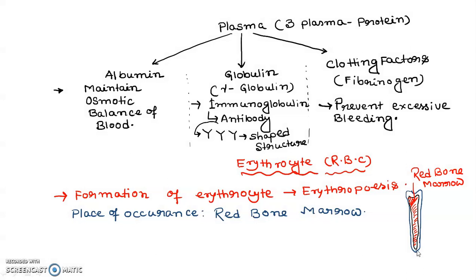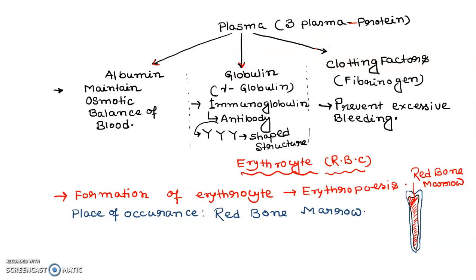Now come into the plasma. What does plasma actually contain? Plasma is the liquid part. It contains three plasma proteins, which are the most important. The three plasma proteins are: first, albumin; second, globulin; and third, the clotting factors.